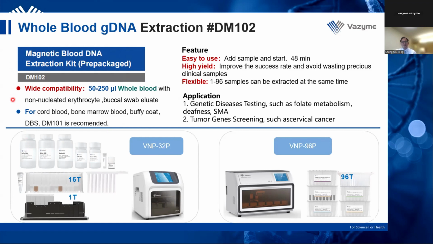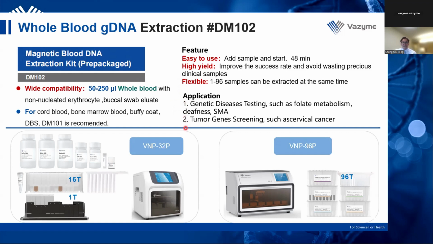And for other sample types like cord blood, bone marrow, or dried blood spots, we recommend our DM101 kit instead. And DM102 is very easy to use, you just add the sample and press the start button. The whole process will take only 48 minutes. So it offers high yield to maximize the success with precious clinical samples. And it's flexible, allowing you to process from 1 to 96 samples at the same time.